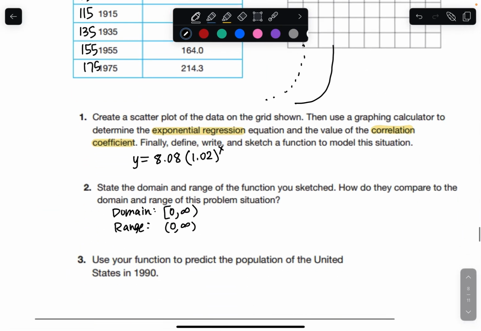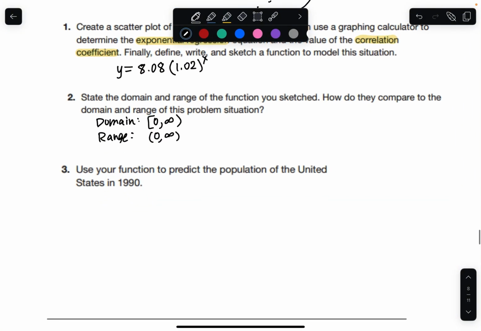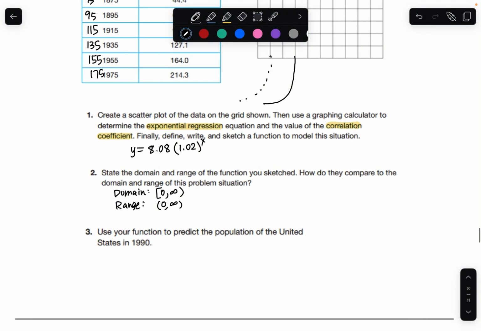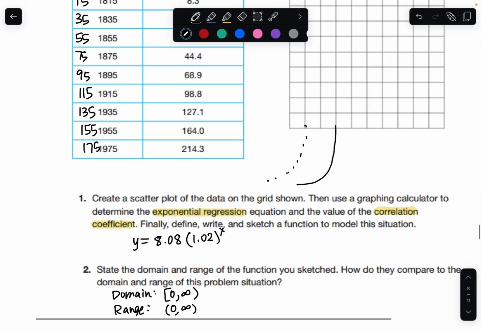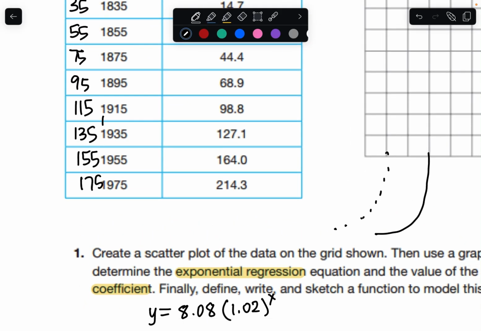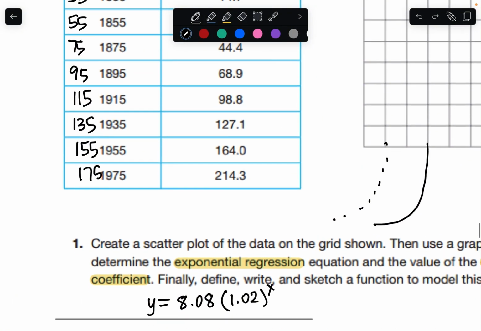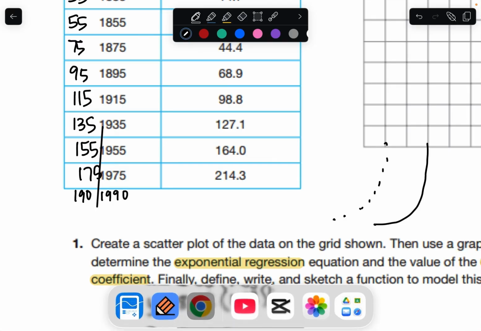Okay, and so next it says, use your function to predict the population in 1990. And so for 1990, it's not on our table, and so it would fall after the 1975. And so what we can do is treat that as our x value, and so our x value, years since 1800, would be 190.